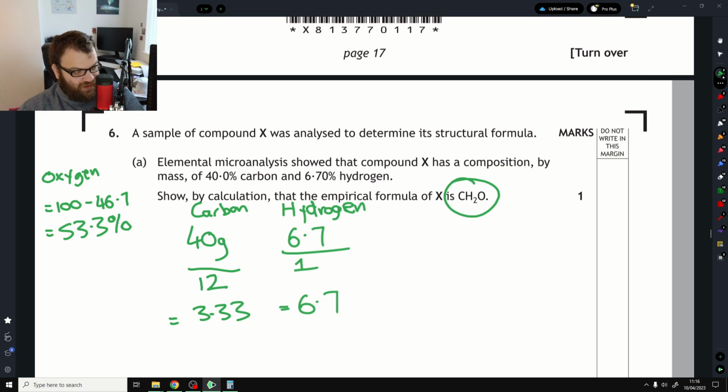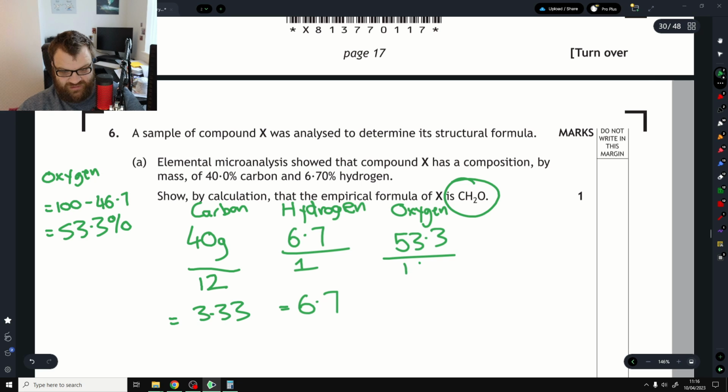When we get to our oxygen, we're dividing by 16. 53.3 divided by 16 gives me 3.33 as well. If we look at them, you can look at the ratio. We've got the same value, rounded a little bit, but we've got the same value of carbon and oxygen. That makes sense then, that that's 1 to 1.